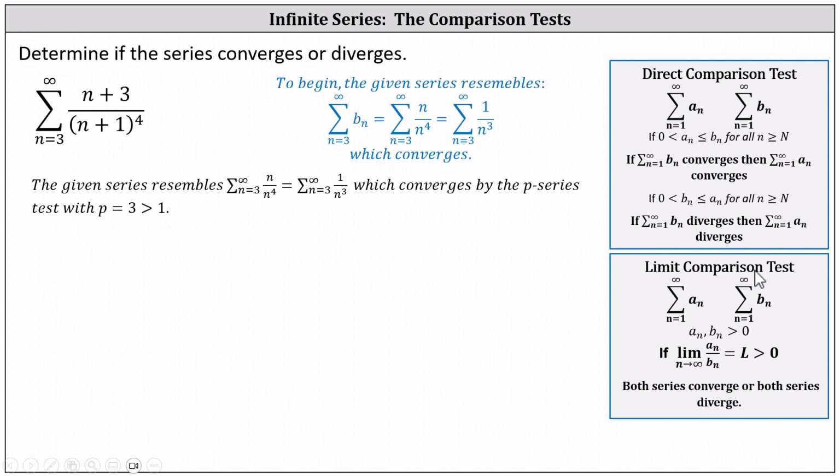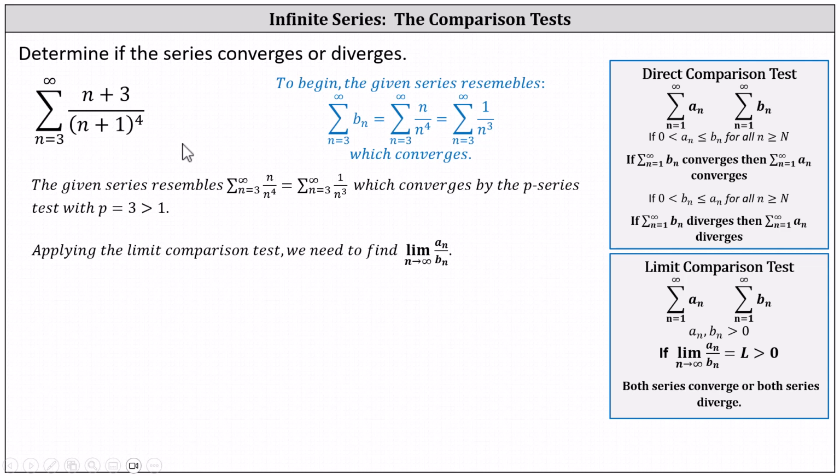When comparing two infinite series with formulas a sub n and b sub n, both a sub n and b sub n must be greater than 0, and if the limit as n approaches infinity of a sub n divided by b sub n exists and is equal to L, which is greater than 0, then both series converge or both series diverge. Because we are comparing to a converging series, if the limit exists and is equal to L, which is greater than 0, then we also know the given series also converges.